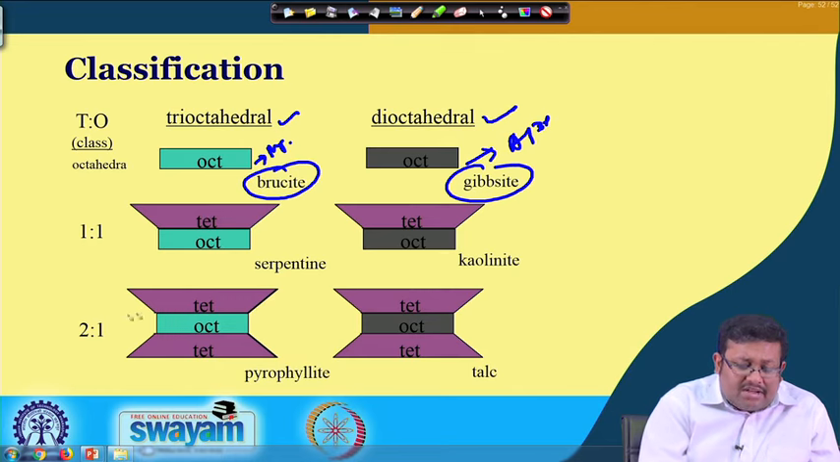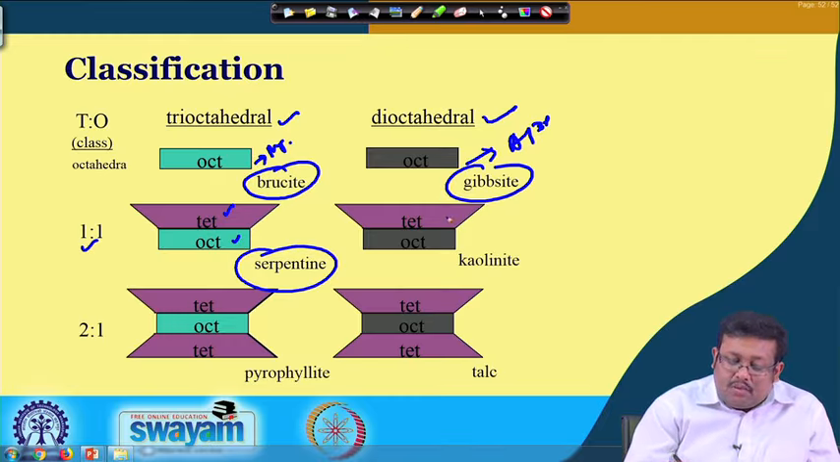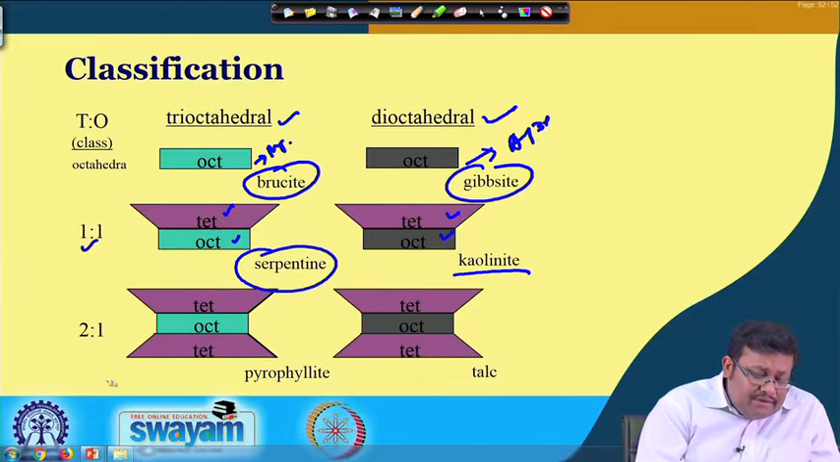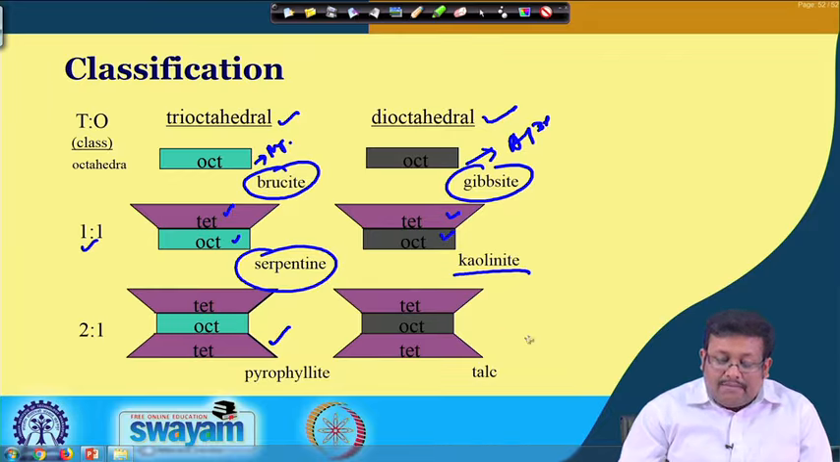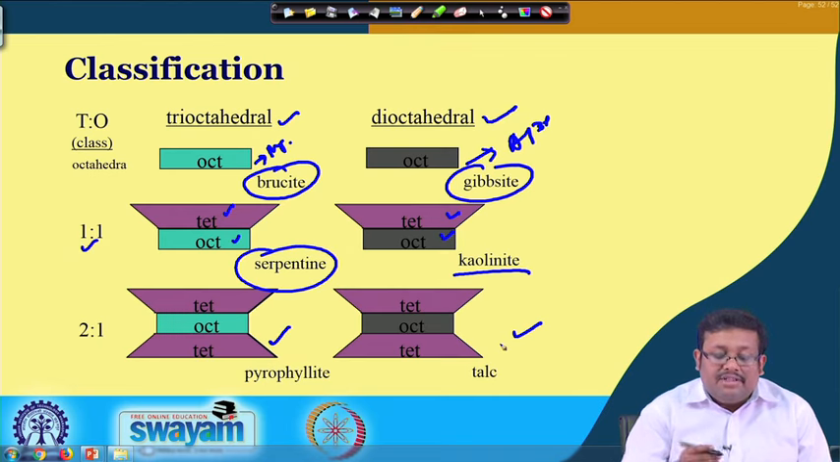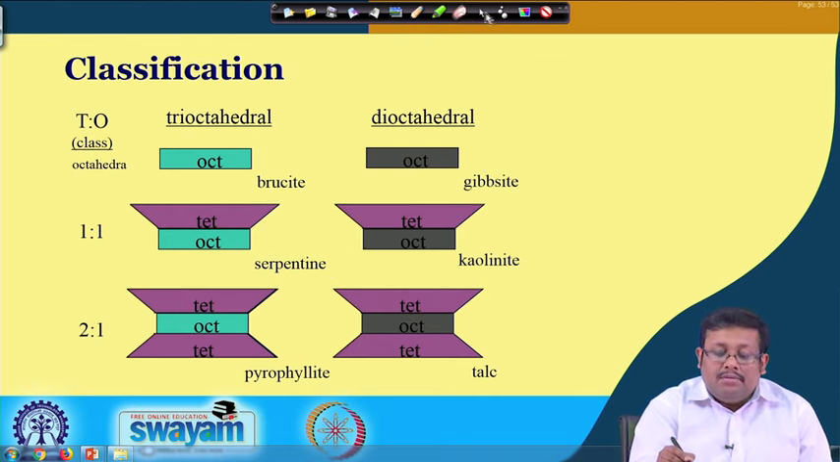And a trioctahedral 1:1 type of mineral, for example, is serpentine. You can see only one tetrahedra and only one octahedra. Here too there is only one tetrahedra and one octahedra. However, the difference is, in this case this is dioctahedral. Example is kaolinite. Kaolinite is one of the major clay minerals. And if we consider 2:1 type of mineral, the 2:1 type of trioctahedral mineral example is pyrophyllite, whereas 2:1 type of dioctahedral mineral is talc. So, these are some broad classifications with some examples. Okay.